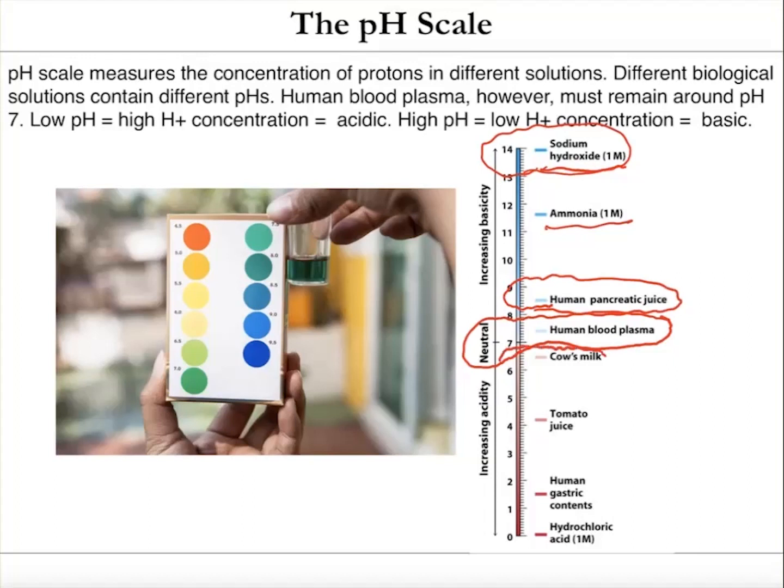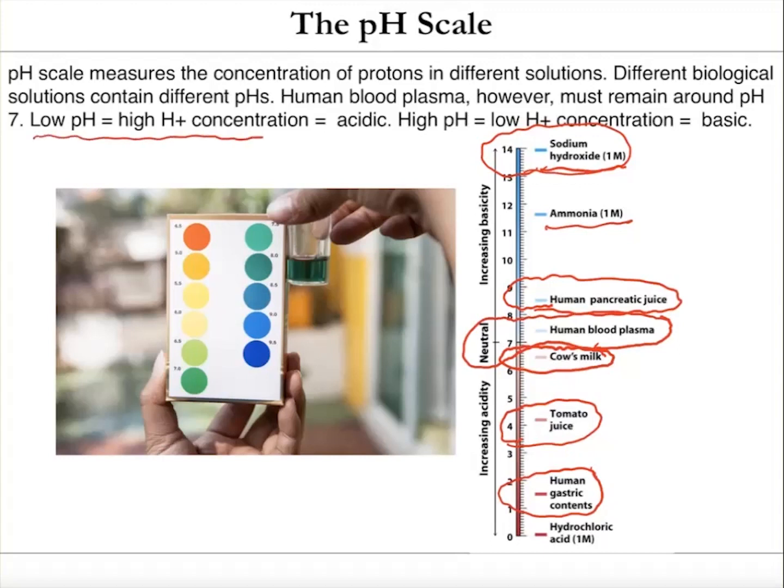Something like cow's milk is slightly acidic, so it has slightly more protons than human blood plasma. And then things like tomato juice are even more acidic. And then your human gastric contents, in your stomach, that is a very acidic environment. And that's because your body is trying to break down the food and the proteins and the fats and the carbohydrates that you ingest. And so there's a lot of acid in a solution that helps break down those materials better. So the pH scale actually measures how many protons are in a solution.